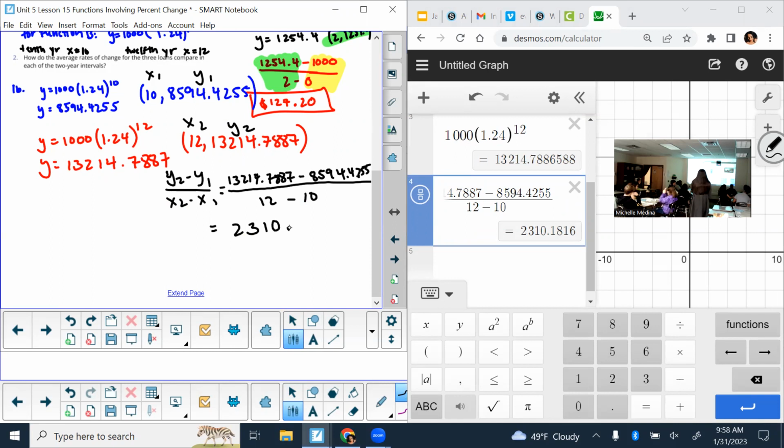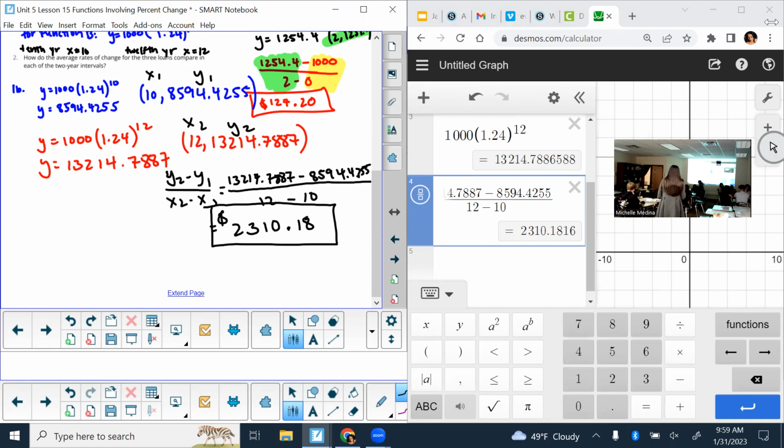And yes, now we can round it now that we're at the end. And since we're talking about money, round it to 2 spots. So is it gonna be 0.18 or 0.19? 0.18. All right, so on average, from year 10 to year 12, function B with the 24% interest had that much owed each year. Questions? Okay, so that's average rate of change. We're gonna move on. Do you have questions on average rate of change?